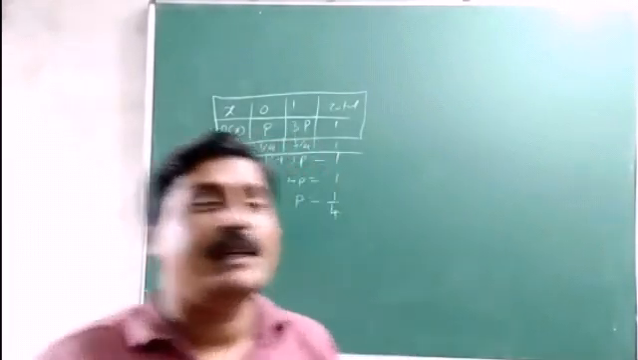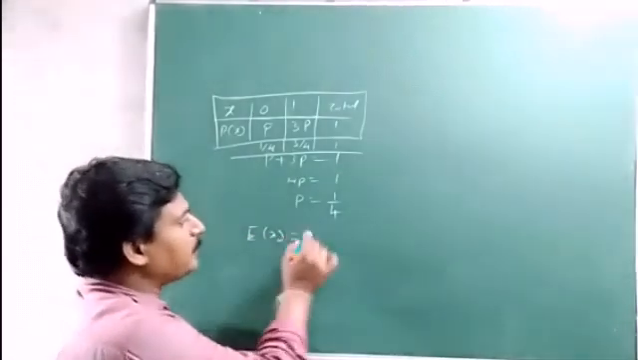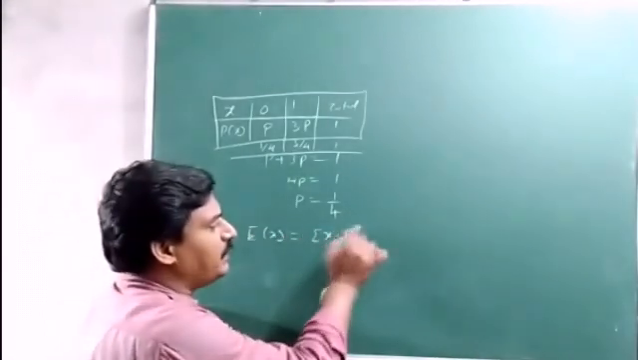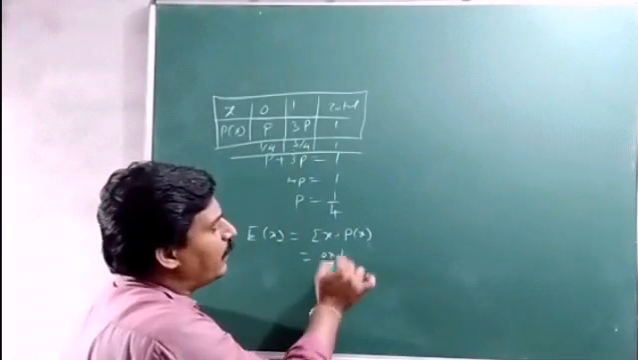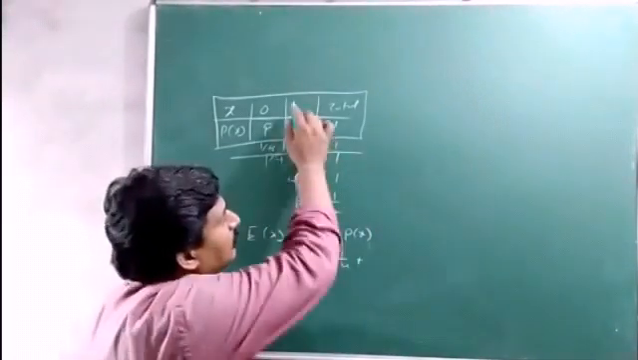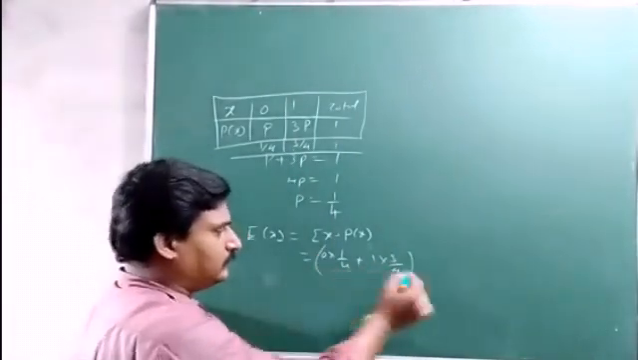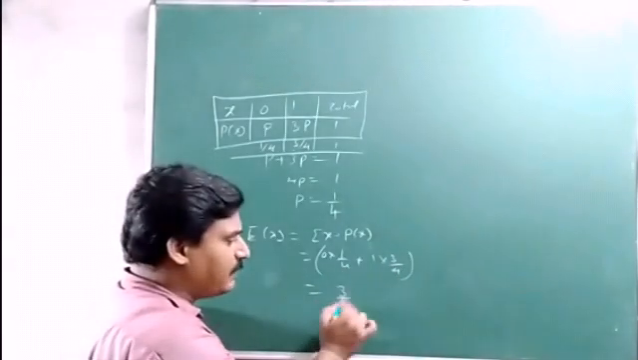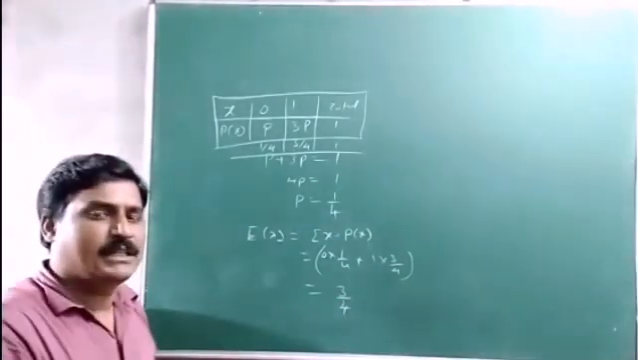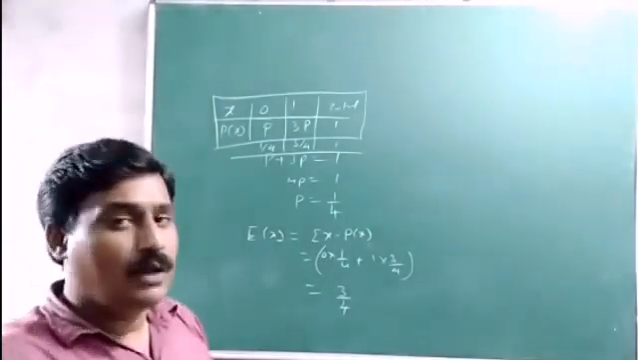Now expectation of x. So E(X) is equal to summation x into P(x). So 0 into 1 by 4 plus 1 into 3 by 4. That is equal to 0 plus 3 by 4, which is 3 by 4. Expectation of x is 3 divided by 4. Now variance of x.